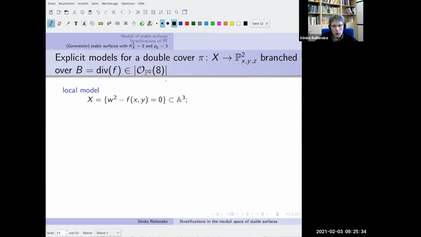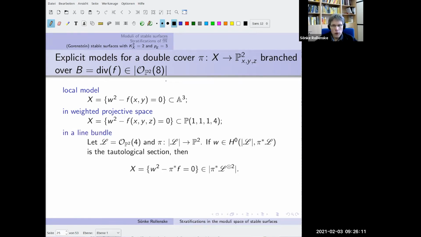Okay, globally, I need to realize this double cover equation globally. And since I'm working in projective space, I have this very nice possibility. I can just use weighted projective space. If I put the appropriate weights, so if W has weight 4, then W squared minus F is homogeneous of degree 8. And it defines the surface globally by the correct equation in weighted projective space.